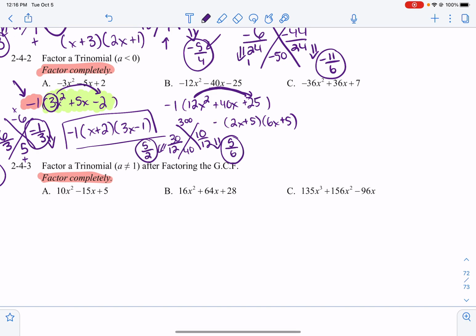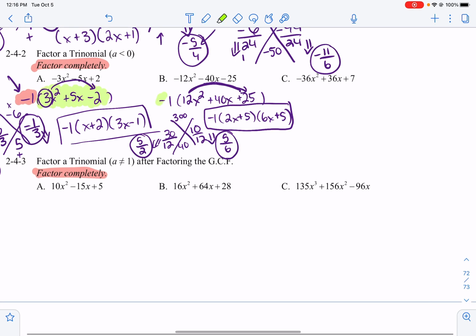But don't forget that negative 1. At the very beginning, we had a negative 1 that we pulled out and put in front of the parentheses. So I've got to put it back out in front of the parentheses. So this negative 1 right here shows up again right there in my answer. Other than that, it doesn't do anything to the problem. It just shows up at the end.